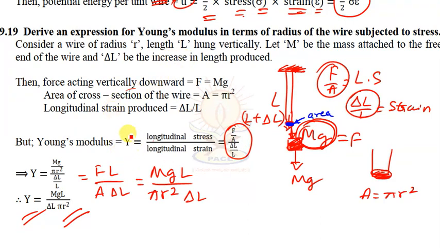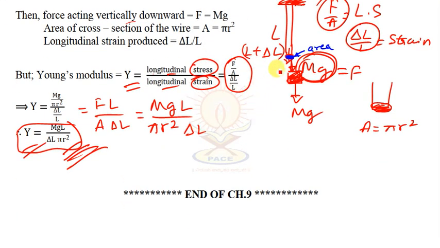And before that you must know any modulus of elasticity is stress divided by strain. And here we are defining Young's modulus, and Young's modulus is longitudinal stress divided by longitudinal strain. And finally we are getting this equation, which is for this cylindrical wire. Okay, so that's all about this chapter.